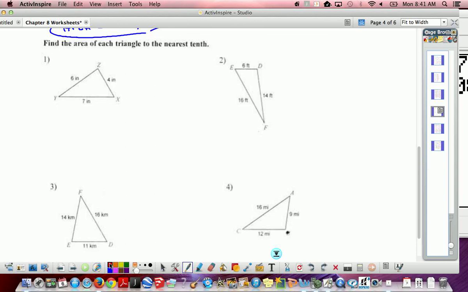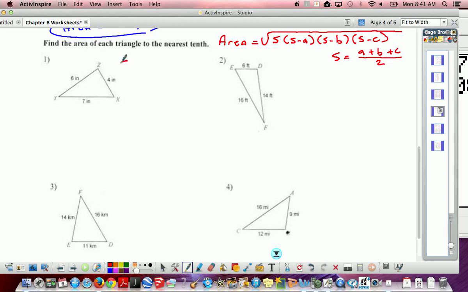All right, on the last four, you're given all three sides. So here's where you're going to use Heron's formula. Your area formula for these is going to be the square root of your semi-perimeter times the semi-perimeter minus each of the three sides. So again, S is where you add up the three sides and divide by 2. We'll show you how to do this one on the calculator and show how we get the final answer.